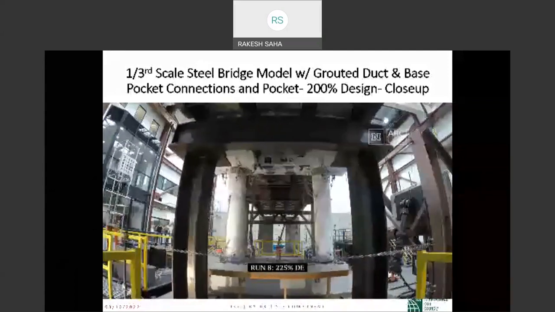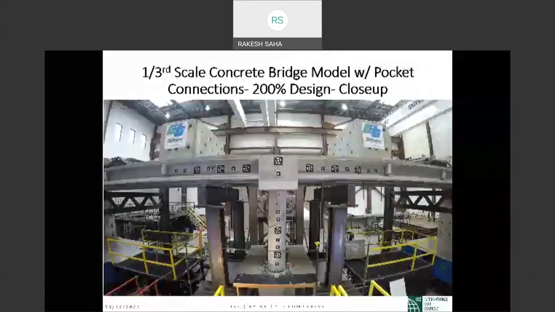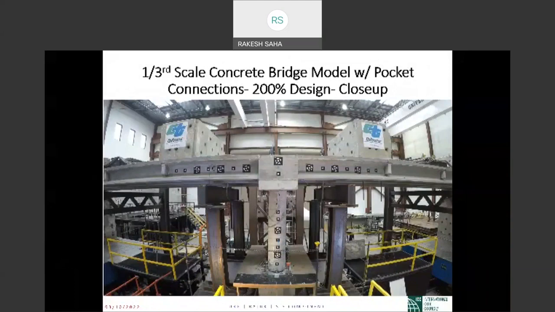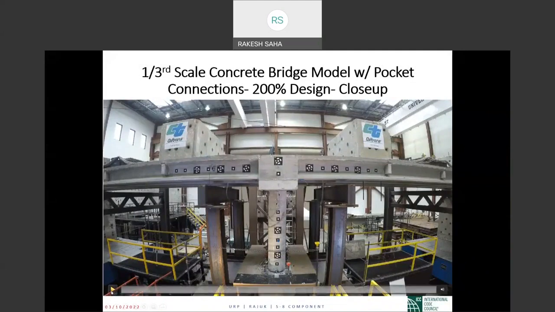Let's go to the next one. Here we had pocket connections now. We had pocket connections both at the top and bottom, same dimensions of the bridge, third scale, and again at 200% of the design level, and this is the performance.